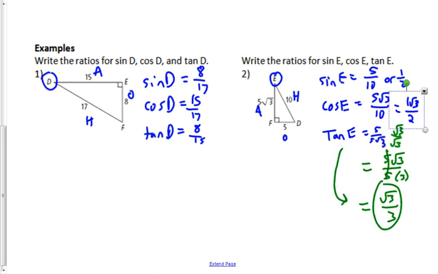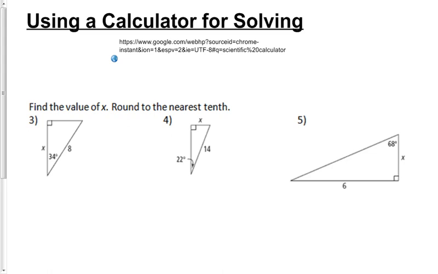All right, so that's writing the ratios. Now we're going to use the ratios to find a missing side or a missing angle. Let's start with missing sides.